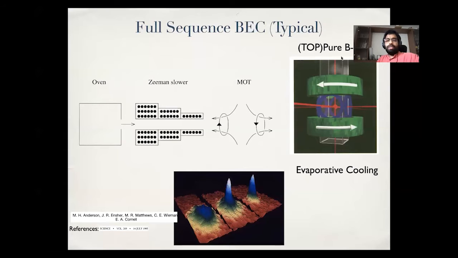So in this experiment, they did this TOP trap with this oscillating field, with the hole in the zero plugged. And once you have that, you basically apply RF flips and implement this evaporative cooling. Once you implement this evaporative cooling, voila, you have your Bose-Einstein condensate.